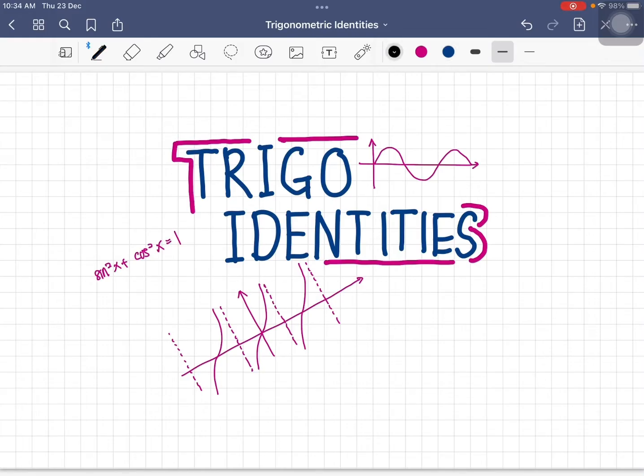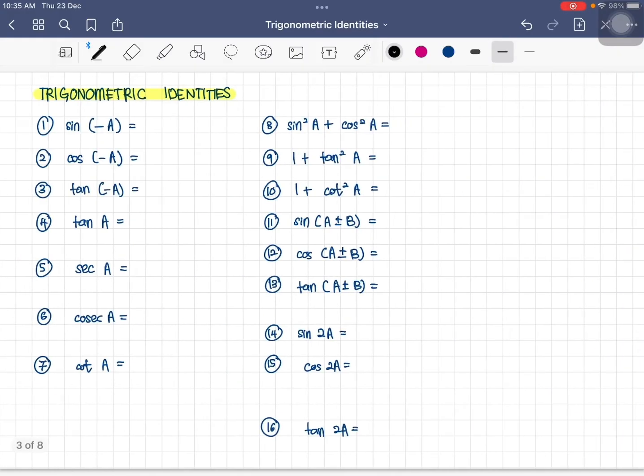Today we're going to learn about trigonometric identities. We'll do some proving. I'll look at the double angle and also half angle. First, let's look at these basic trigonometric identities. Actually, we have seen these in the trigonometric ratios, but let's just do a revision.